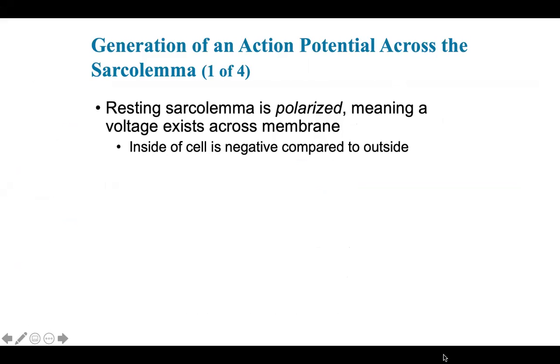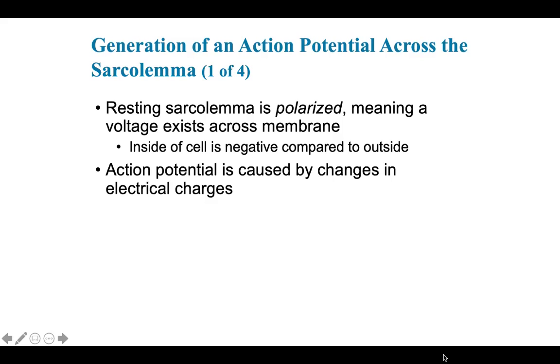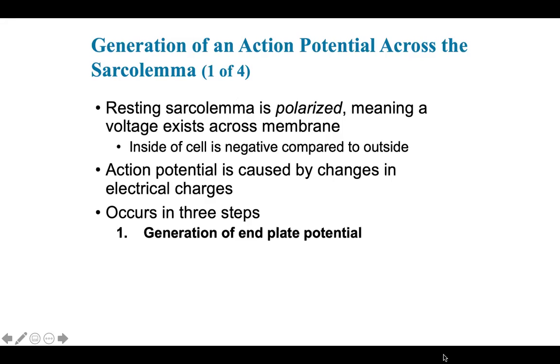So we're going to talk about polarization and voltage. Just picture ions or electrical charges, and depending on where there's more or less, there's going to be a shift in the charge. So the action potential is caused by the changes in those charges, and it happens in three ways. One is generation of end plate potential, two is depolarization, and three is repolarization. So let's go look at that.